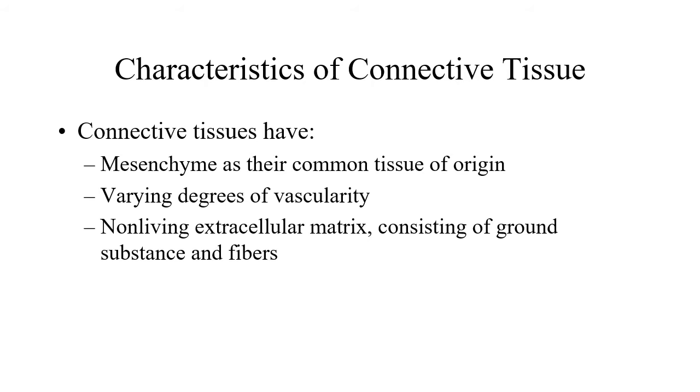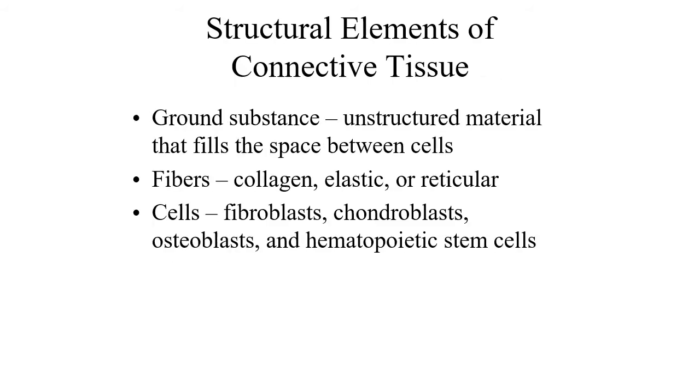All of our connective tissue has some sort of fibers, and then it also has a non-living component. And this is what we call matrix. This is the substance that fills in the spaces between the fibers and the cells. And so this ground substance is part of that matrix, and this is in between all of our cells and all of our fibers.